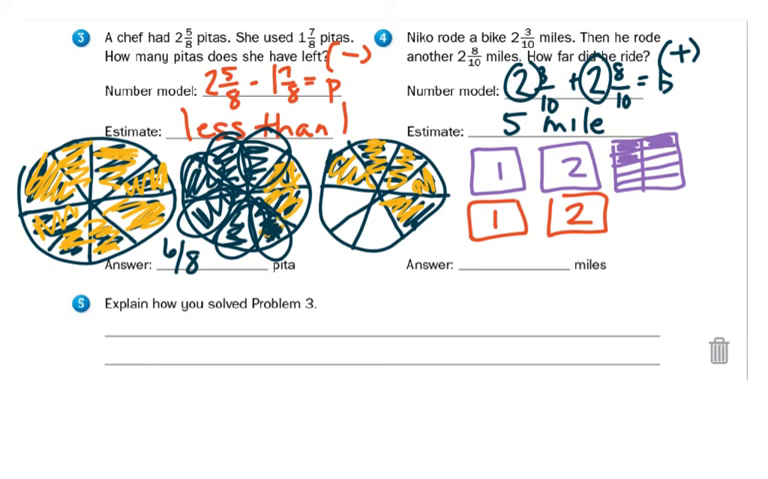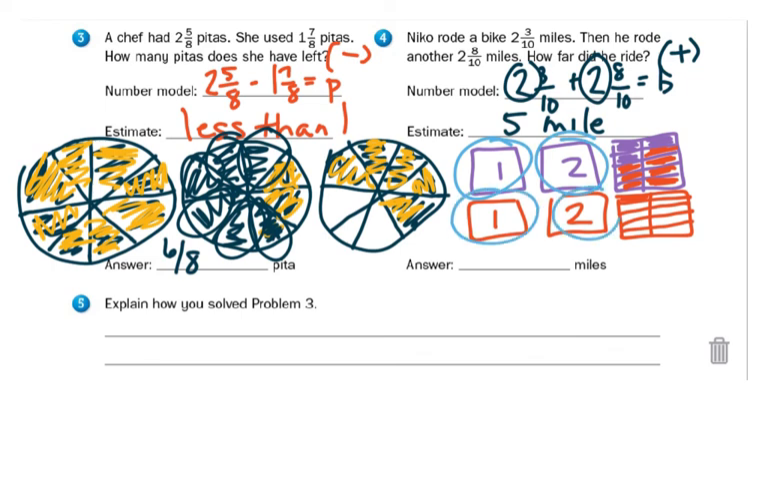I need a total of 8/10. So 1/10, 2/10, 3/10, 4/10, 5/10, 6/10, 7/10. I need another one. 8/10. Let's add all of those together. 1, 2, 3, 4. This is a whole one, so 5 miles. And how much of the last one is shaded? 1/10.